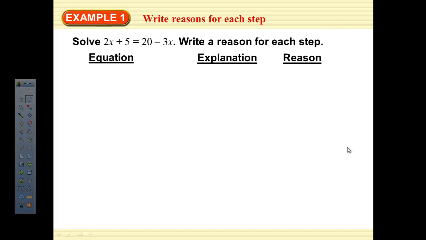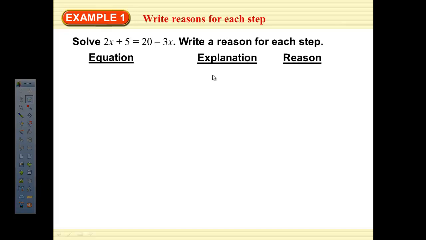It's time for us to look at some basic proofs involving solving equations. So for this first one, we're going to solve 2x plus 5 equals 20 minus 3x. When you do these in your homework, you won't need to do the explanation part. Just worry about writing the equation and writing the reason. So this is just for demonstration purposes.